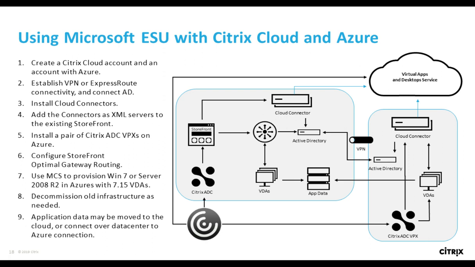And then I, as an end user, once you've added the 7.15 VDA to 2008, say if you're still coming from 6.5, and you've migrated those workloads into Azure and provisioned them out using Machine Creation Services, I can click on that on-premises StoreFront, and using optimal gateway routing, connect to that OS that's using the Microsoft extended security updates and access that app seamlessly through Citrix Workspace app.